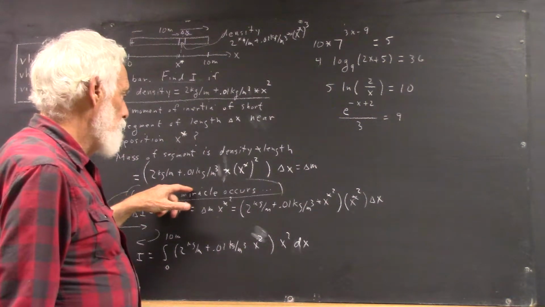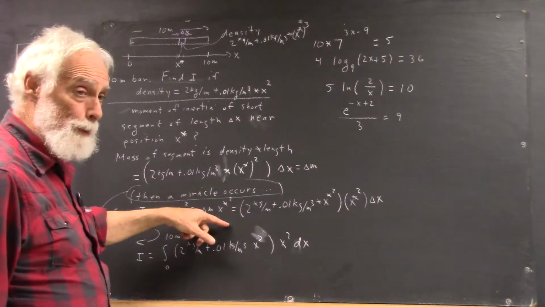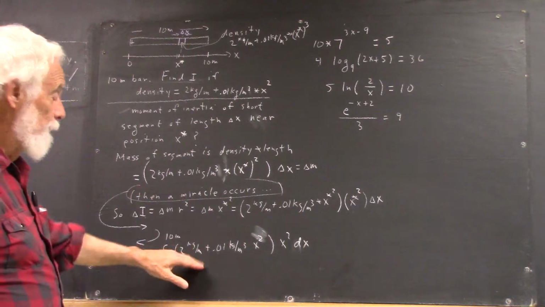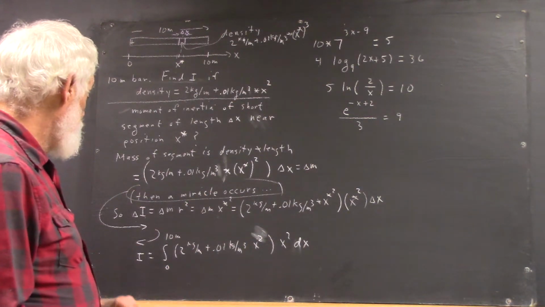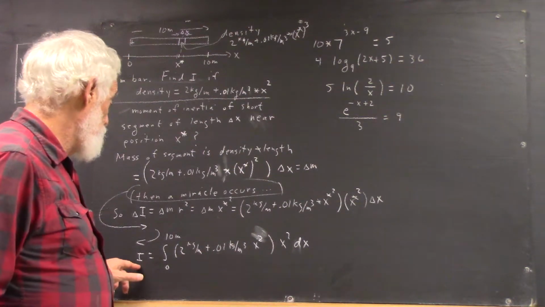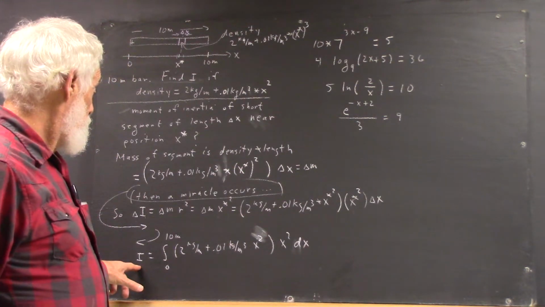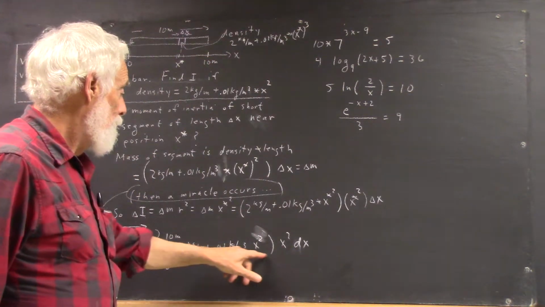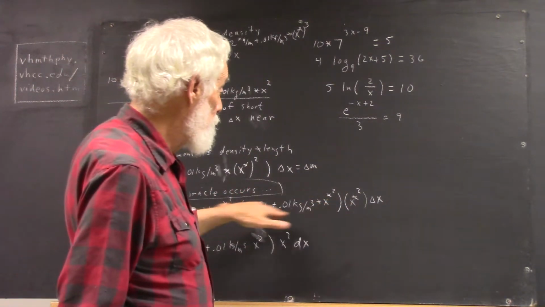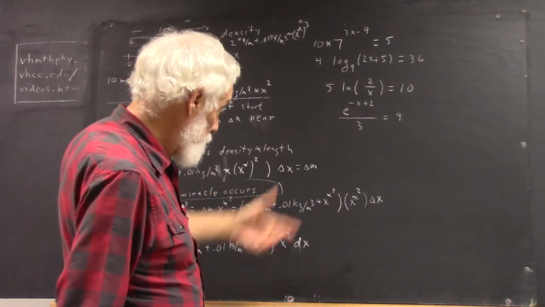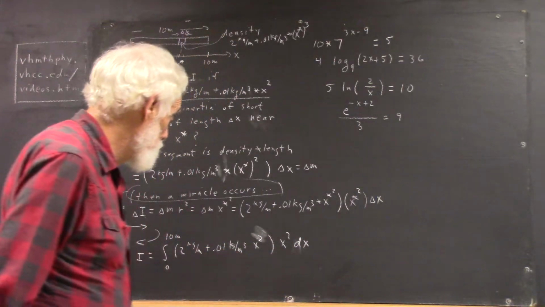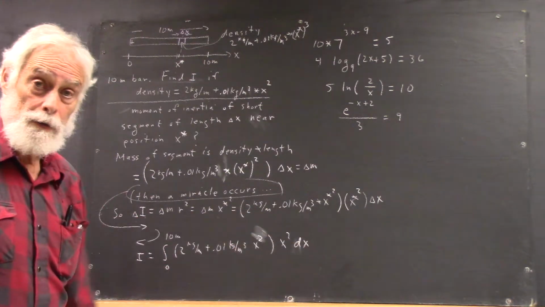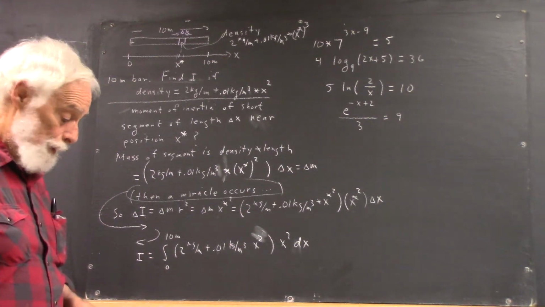Now, I've got this, then a miracle occurs. The miracle doesn't connect this step and this step; I wrote that down prematurely. The miracle occurs between here and here, and we'll fill in some details. The miracle is that the total moment of inertia is the integral from 0 to 10 meters of this expression, where your x stars become x's and your delta x becomes a dx. And this integral is very easy to calculate. So I kind of asked everybody to calculate it.